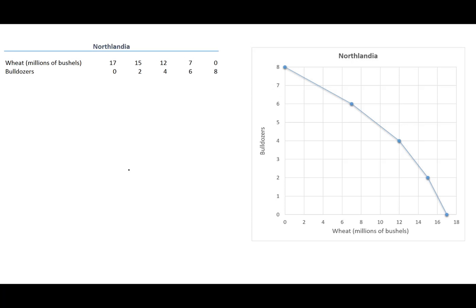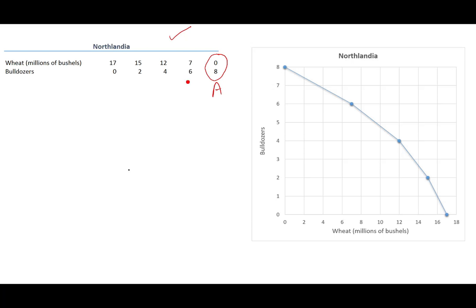This is a production possibilities schedule for Northlandia, an entire economy. In this schedule, this economy can choose to produce wheat or bulldozers. I've noted a few production possibilities points for this country. For example, if this country chose to produce nothing but bulldozers, it would have enough resources to produce 8 of them and no wheat. We could say that this would be production point A.